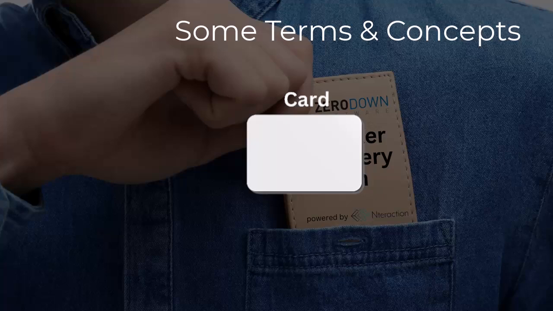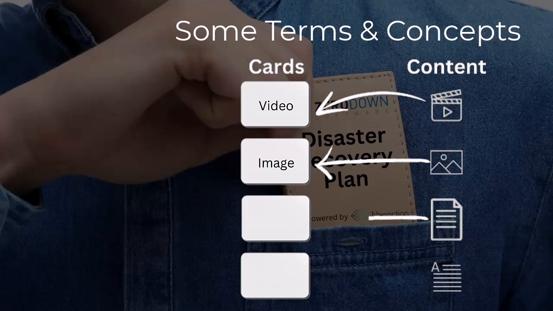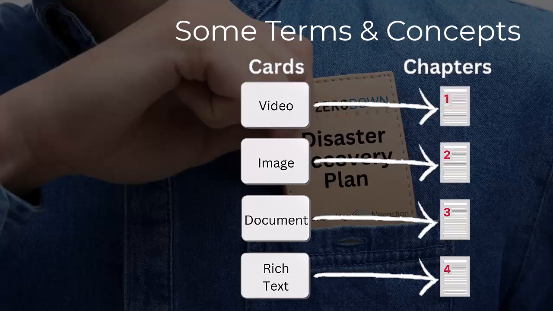A card is a container for content or information that you want to convey. There are several types of cards that can be utilized in DR in your Pocket, each representing the type of content that it supports. Video cards, image cards, document cards, and rich text cards are a few. Think of a card like chapters in a book.